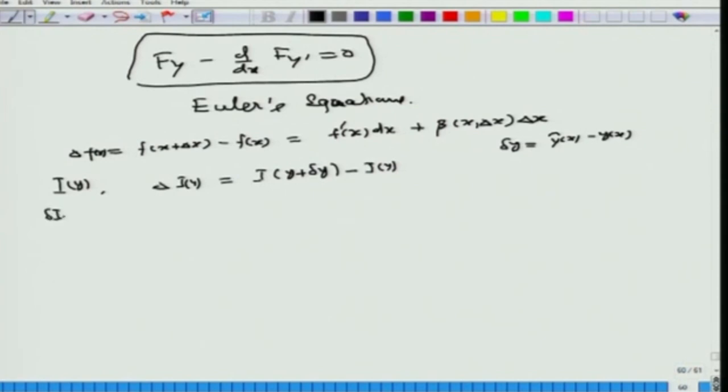if and only if this increment capital delta I, which is by definition I of y plus delta y minus I y, is equal to some linear part in the increment, which is a function of y as well as this variation delta y, plus some beta y delta y times the maximum of mod delta y.